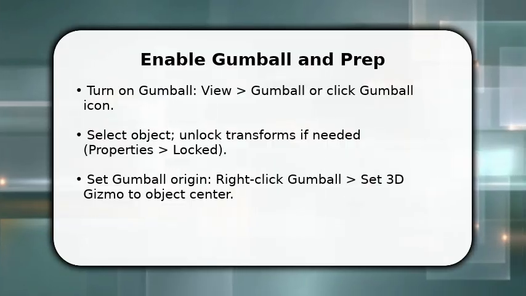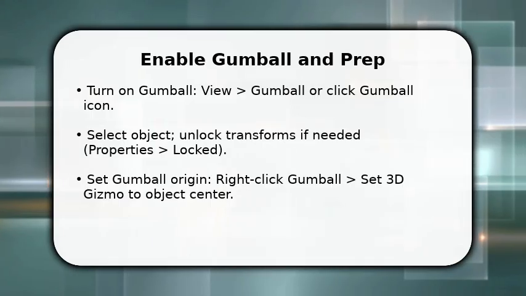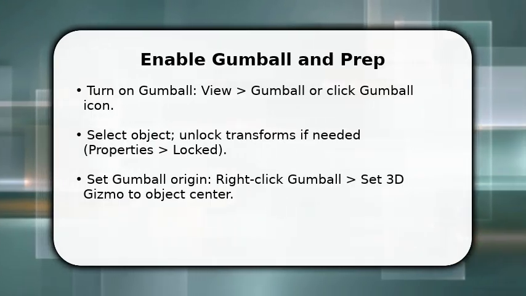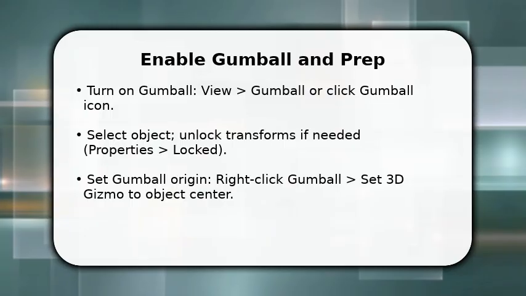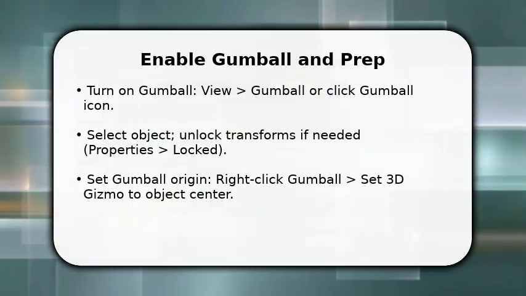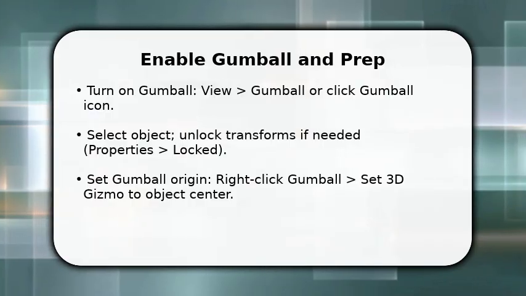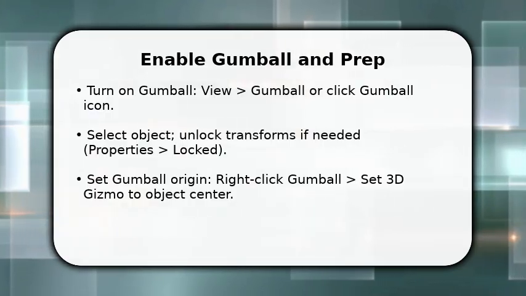You start by enabling the Gumball so you can manipulate geometry immediately. Turn it on via View Gumball or the toolbar. Once visible, select your object. Make sure transforms aren't locked in properties so movement and scaling will work.